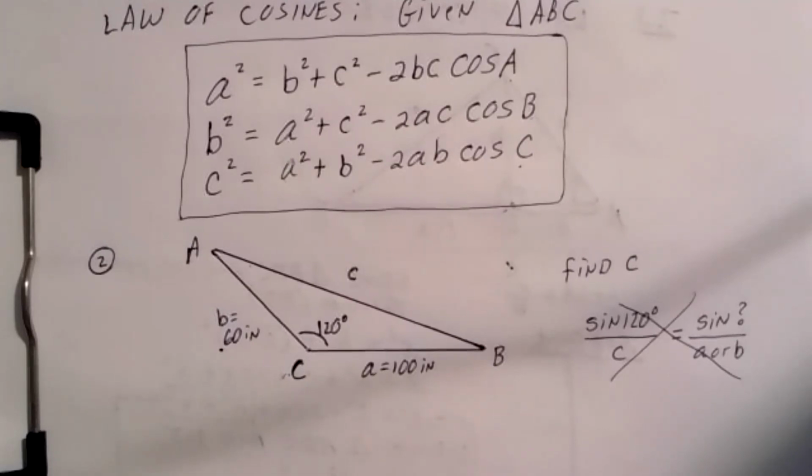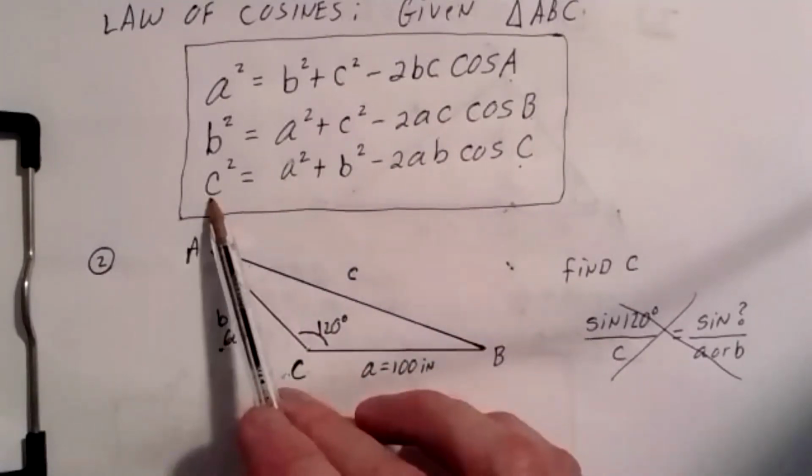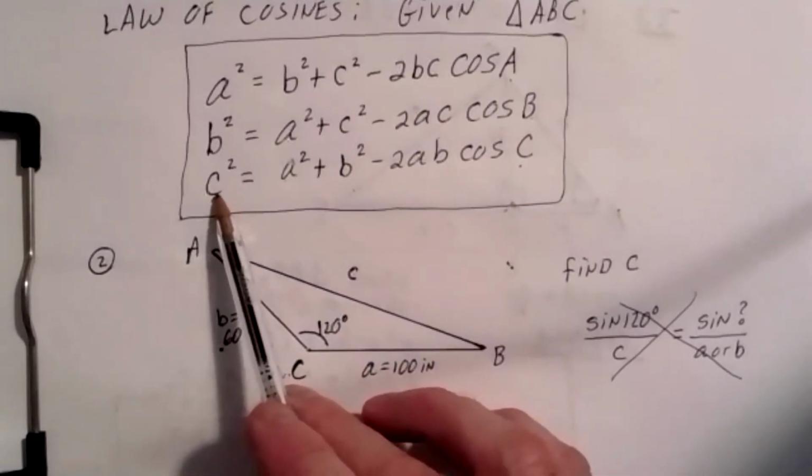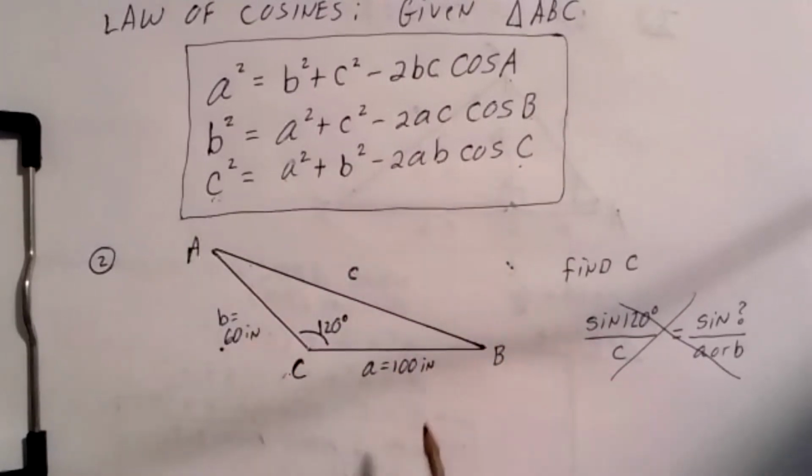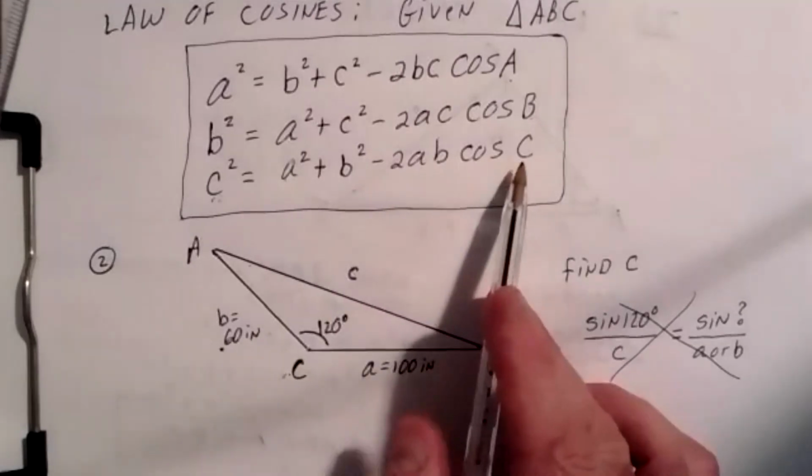Anybody? The third one. Yeah, the third one enables us. Notice it's already solved for C. Well, not exactly. We have to take the square root of both sides, but this used the third version of the law of cosines. So therefore, we'll follow along.